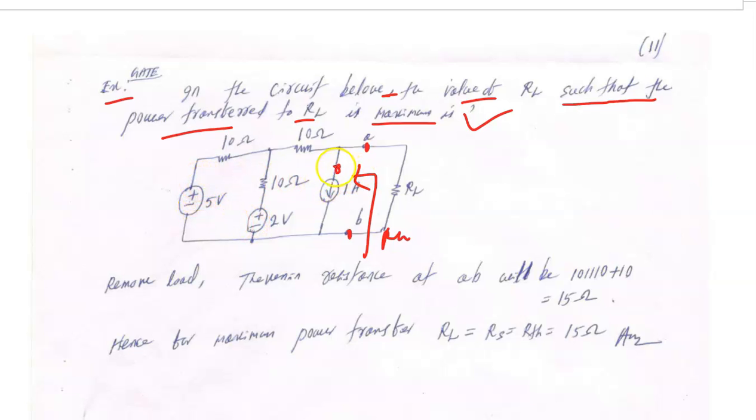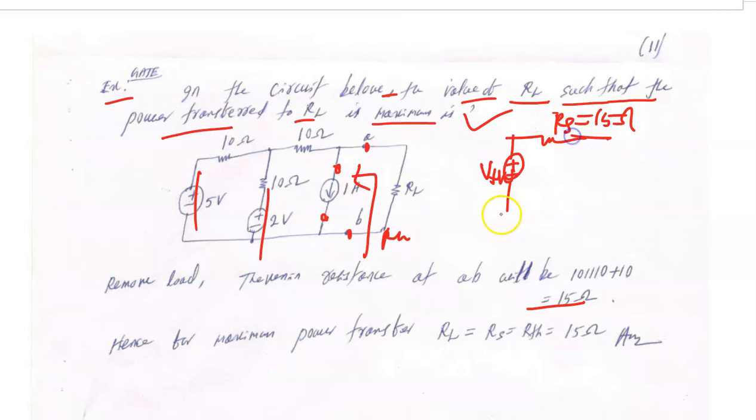So for this you have to make the source open, make the voltage source short, then the 10 ohm in parallel with the 10 ohm, in series, so you have 15 ohm. Because it has only asked the value of RL, you don't need to find the Thevenin voltage. So this is your RS, I got 15 ohm, and this is your RL. As I told, RL should be equal to RS because in the DC case, that is the condition for maximum power transfer.